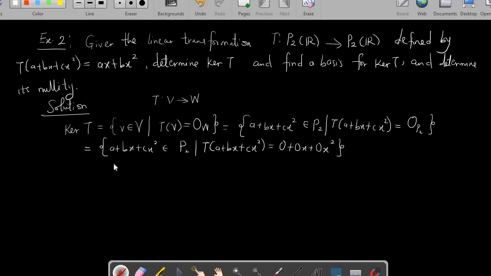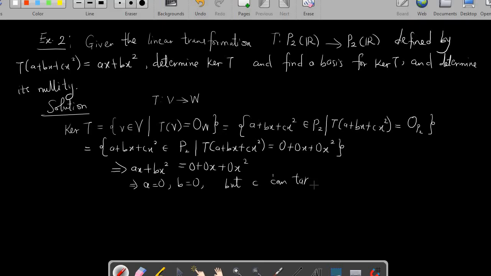So what's the next thing to do? You will agree with me that you equate what you have here to ax plus bx squared. Why am I equating them? This question says T of this guy is this, and we have already said T of this guy is 0. Which means that 0 plus 0x plus 0x squared is equal to this. So comparing both sides implies that your a is 0, your b also is 0, however, c can actually take any value.